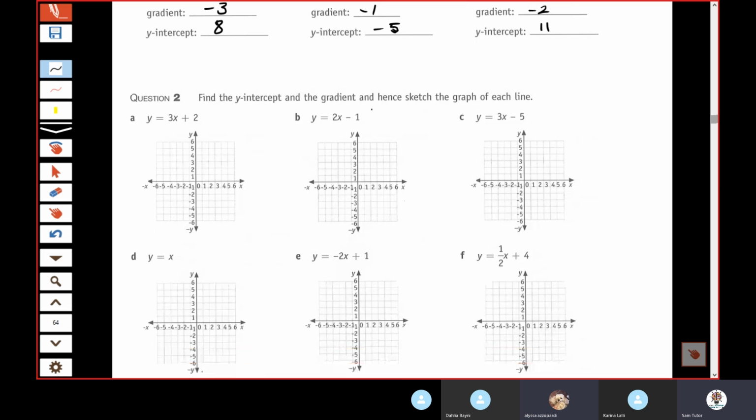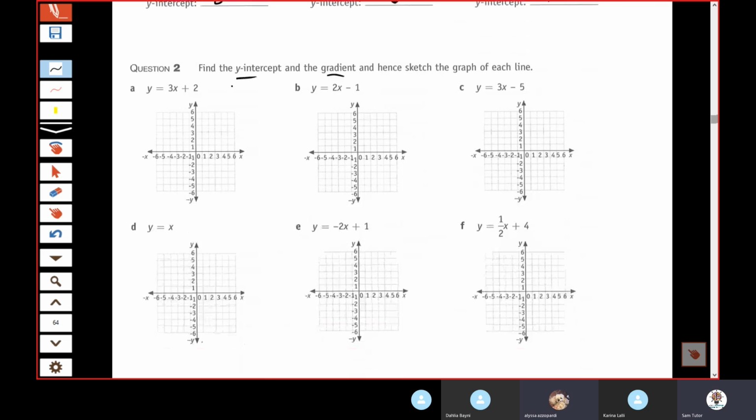Find the y-intercept and gradient, and then hence sketch a graph of each one. So we're going to just do the y-intercept and gradient first, and then we'll come back to sketching. So gradient equals 3, y-intercept equals 2. Gradient equals 2, y-intercept equals -1.